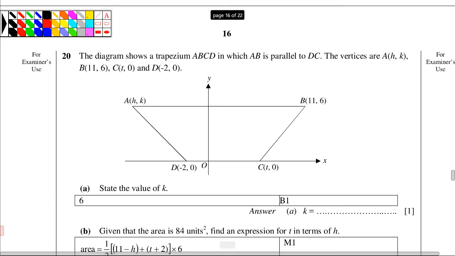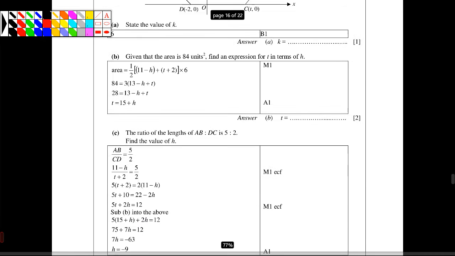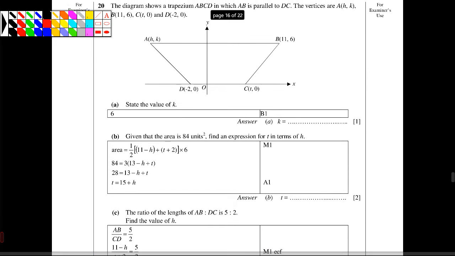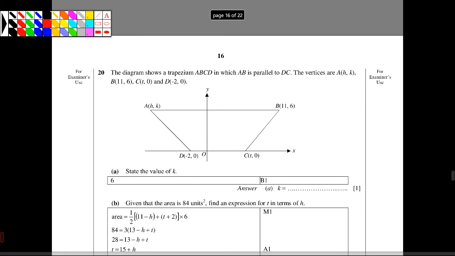Wow, how many questions more? 20. Okay, I need to start at 22. Let me try. Now this one, 6. 1 mark. Give me the escape.